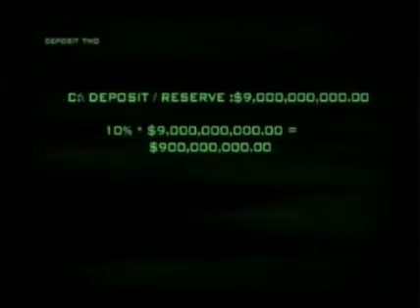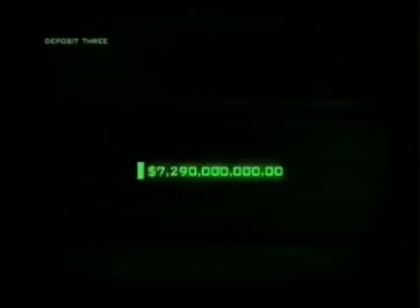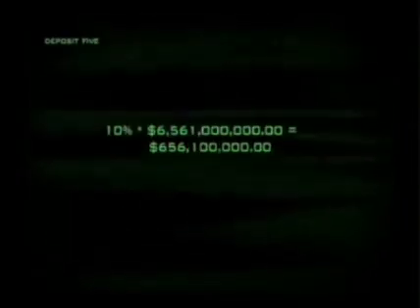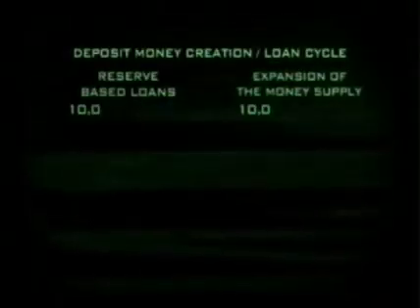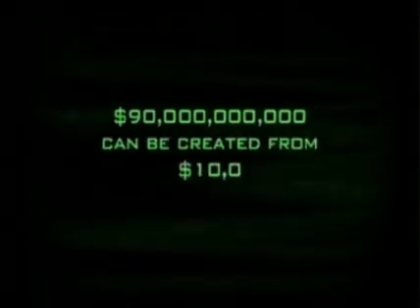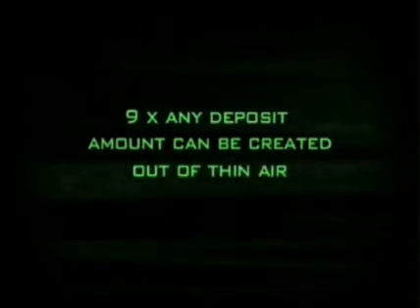10% is isolated, and in turn 90% of the $9 billion, or $8.1 billion, is now available as newly created money for more loans. And of course, that 8.1 can be loaned out and redeposited, creating an additional 7.2 billion, to 6.5 billion, to 5.9 billion, etc. This deposit money creation loan cycle can technically go on to infinity. The average mathematical result is that about $90 billion can be created on top of the original $10 billion. In other words, for every deposit that ever occurs in the banking system, about 9 times that amount can be created out of thin air.